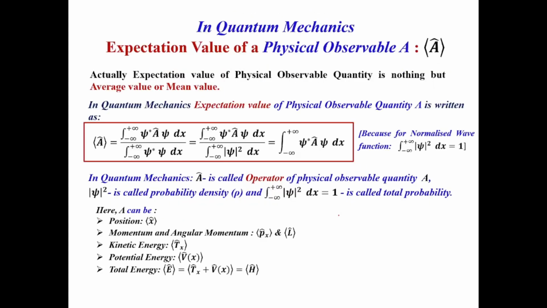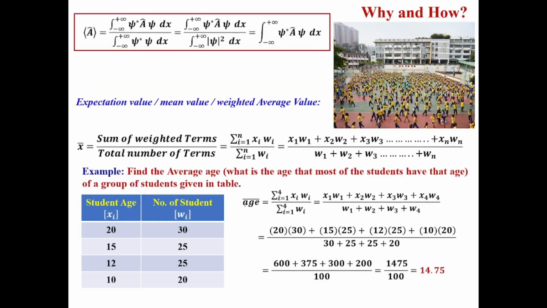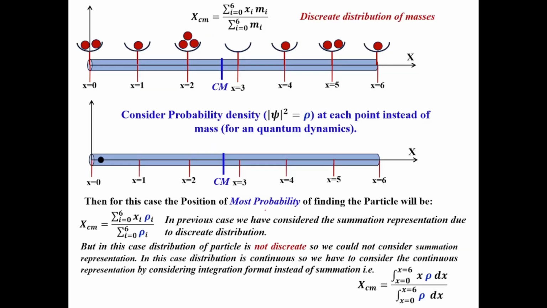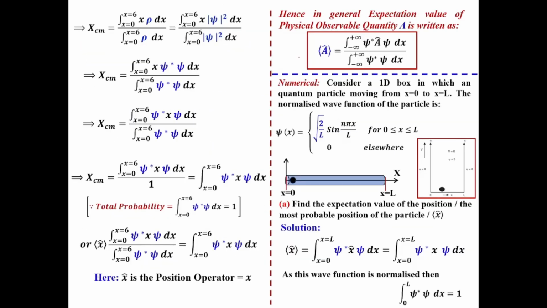In our first class, we discussed why and how the expectation value of a physical observable A is represented by this format with the help of two examples. One is a group of students, and the other is a discrete mass distribution on a rod. We discussed in detail why and how the expectation value of a physical observable quantity A is represented by this one.